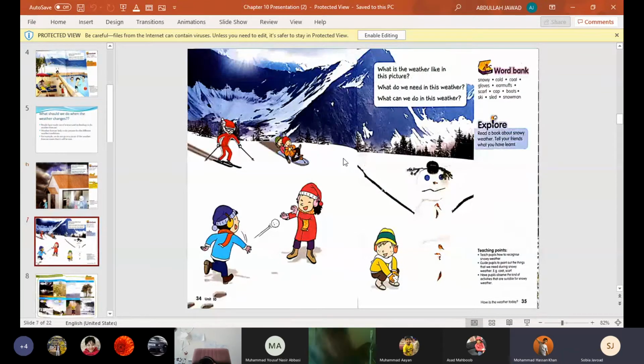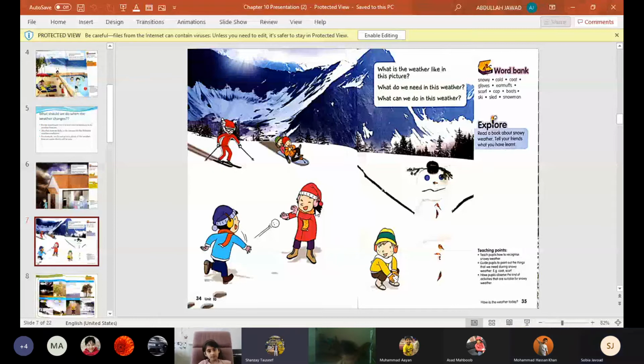What is the weather like in this picture? Snowy. It's snowy. What do we need in this weather? Which type of clothes? Warm clothes. Jackets. Shoes. Gloves. Yes. Boots. Caps. Yes. And see, which game is he playing? What is he doing? He's skiing, and they are using a sled on the snow.